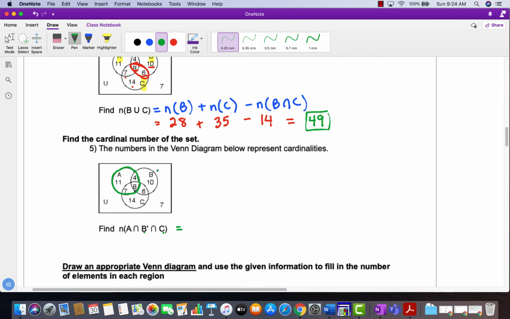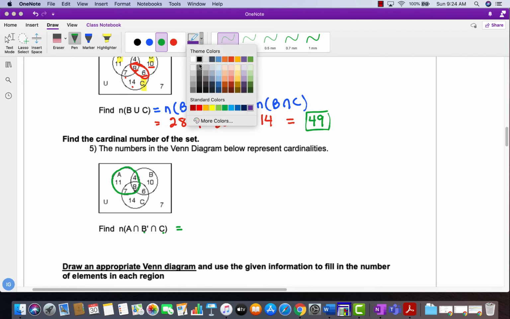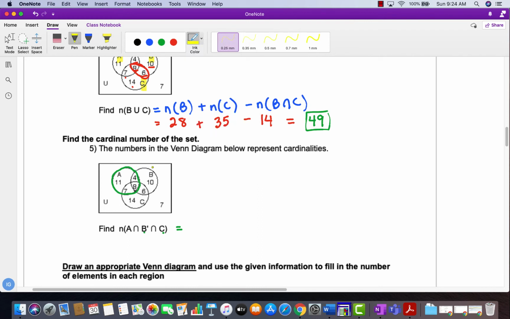B prime, remember B prime is everything outside of B. So I'm going to try to make a drawing. I don't know how this is going to go. Everything outside of B. So I'm going to make it like a sun. There you go.